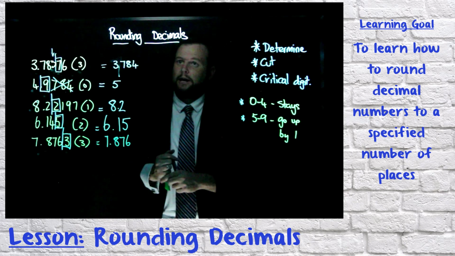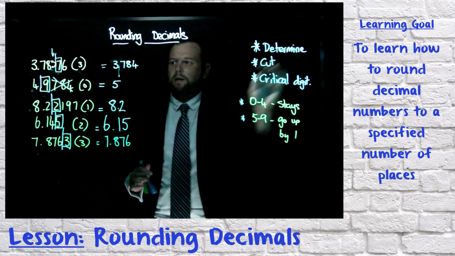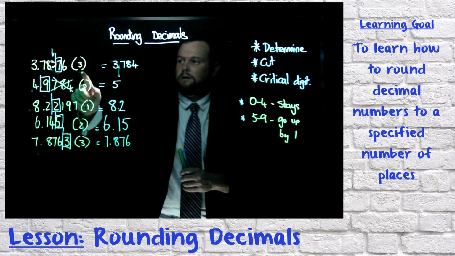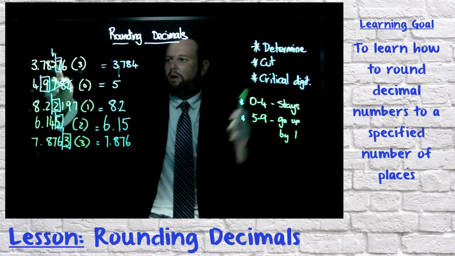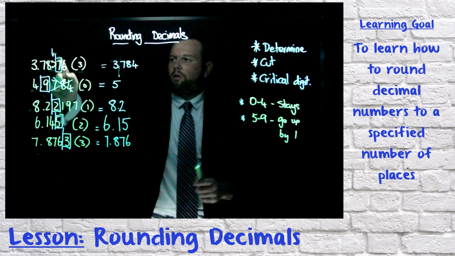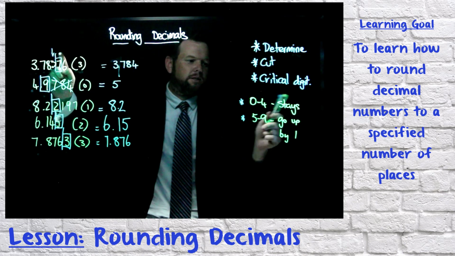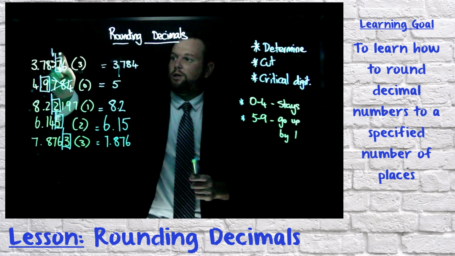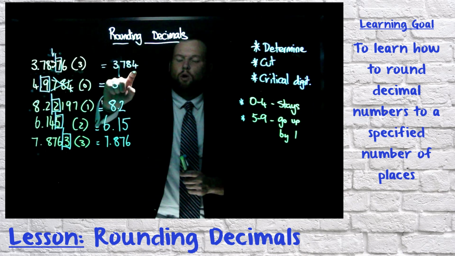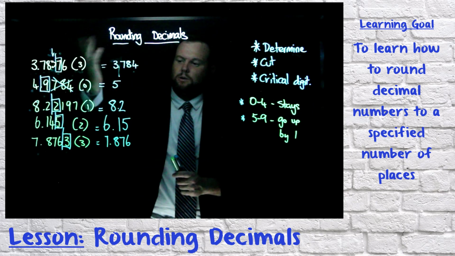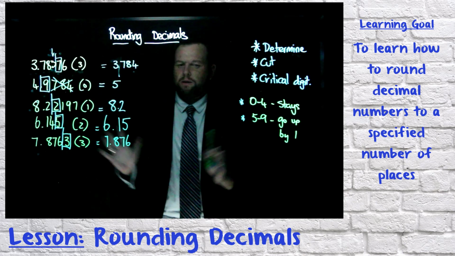It's rounding decimals. So you determine how many decimal places you need to count. Okay, this instance was 3, 1, 2, 3. You cut a line, bang. The number on the right is the critical digit. It decides whether or not your number is going to go up or stay the same. And the one on the left, that's the one that you perform it on, it either goes up or stays the same. Okay? Rounding decimals.